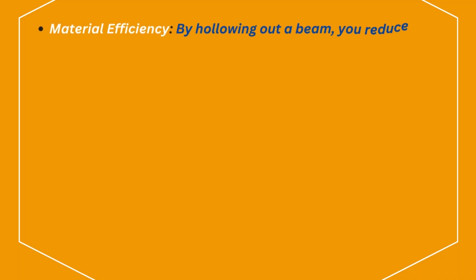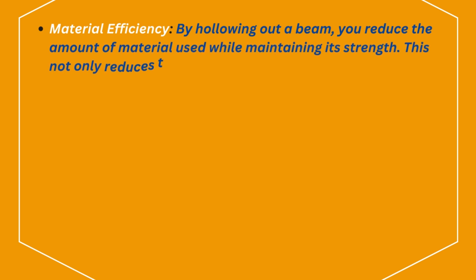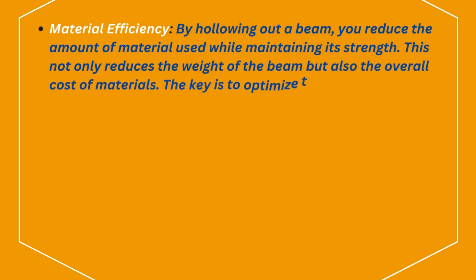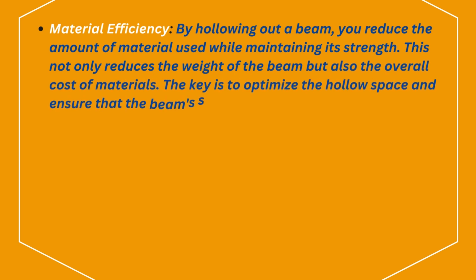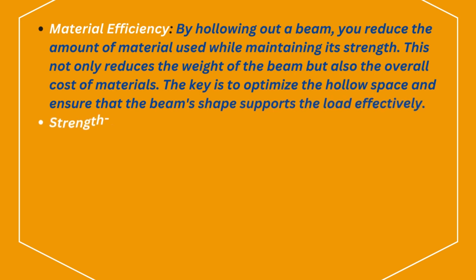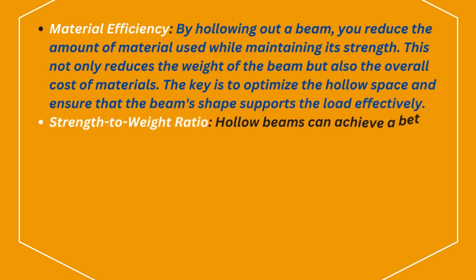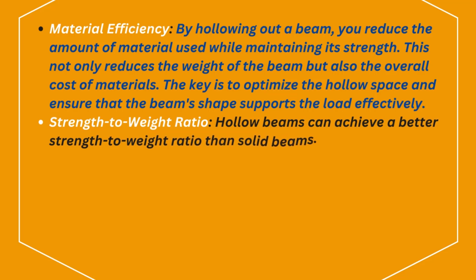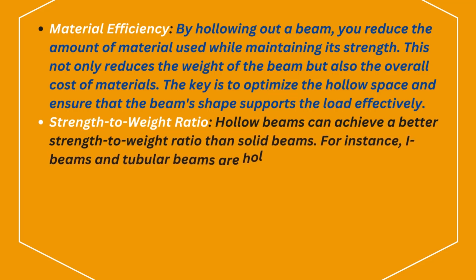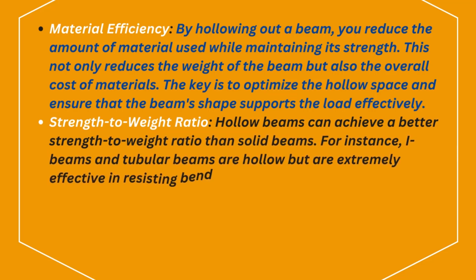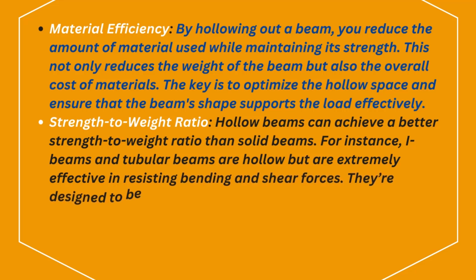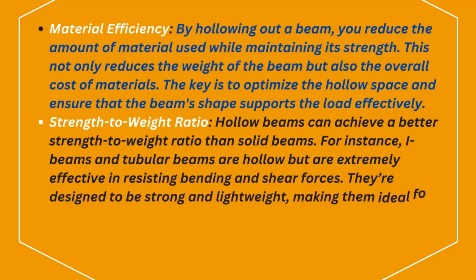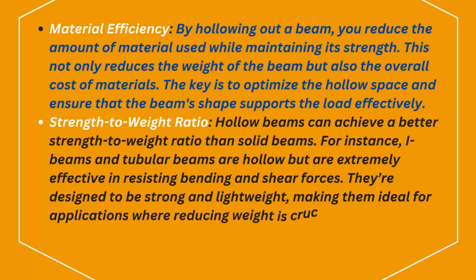2. Material efficiency. By hollowing out a beam, you reduce the amount of material used while maintaining its strength. This not only reduces the weight of the beam, but also the overall cost of materials. The key is to optimize the hollow space and ensure that the beam's shape supports the load effectively. 3. Strength-to-weight ratio. Hollow beams can achieve a better strength-to-weight ratio than solid beams. For instance, I-beams and tubular beams are hollow, but are extremely effective in resisting bending and shear forces. They're designed to be strong and lightweight, making them ideal for applications where reducing weight is crucial.